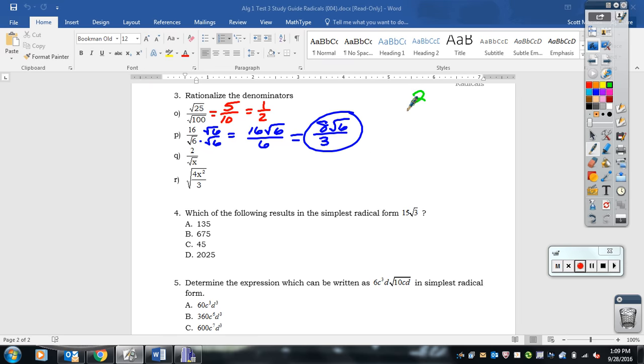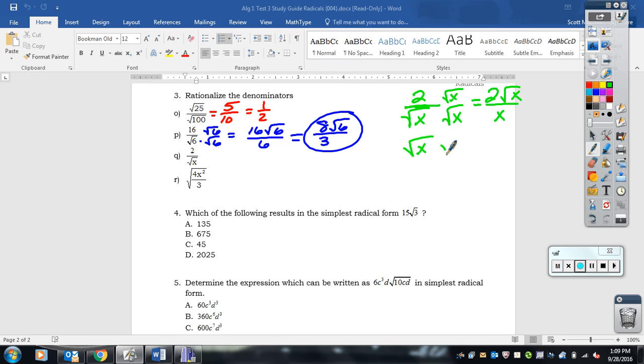Q I'll do over here. 2 over rad x. Same idea though as P. Got to get rid of the denominator by multiplying by the exact same radical. 2 times rad x is 2 rad x. X times x is again x. It's just a number underneath.